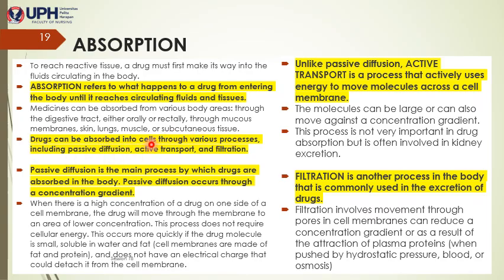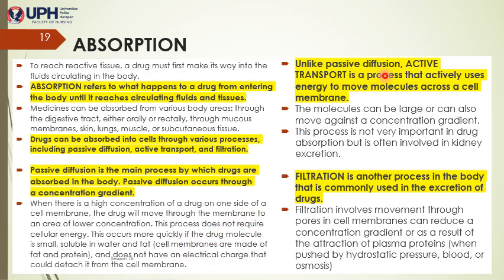Drugs can be absorbed into cells through various processes, including passive diffusion, active transport, or filtration. In passive diffusion, the drug absorption in the body occurs through concentration gradients. When the concentration is high on one side, the drugs will move across the membrane to the side with lower concentration. This does not require cellular energy, and it happens quickly when the drug molecule is small and soluble in water and fat, because cell membranes are made of fat and protein, so it just goes through. It also doesn't need to have an electrical charge that could detach it from the cell membranes.